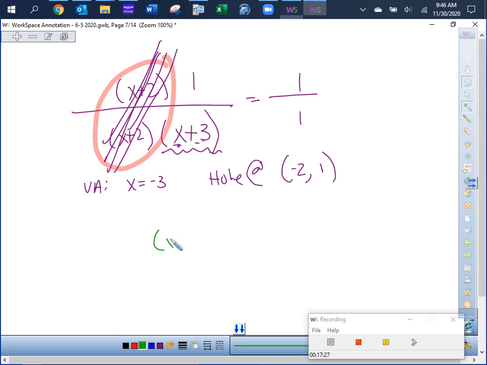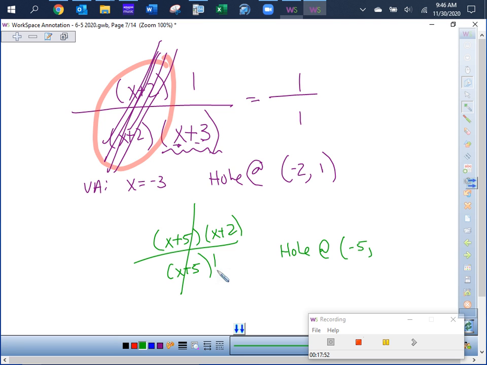x plus 5 times x plus 2 over x plus 5. Will there be a hole in this graph? Yes. There are no vertical asymptotes because nothing else is going to make the denominator 0. So the hole will be at, who's the bad x value? -5. Substitute that back into the leftovers. There's a 1 down here now, right? So if we put -5 back in, all of this stuff is gone. What's -5 plus 2?